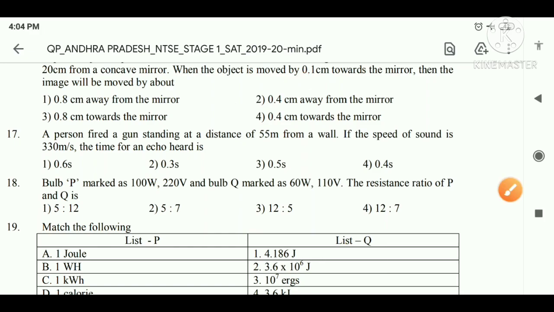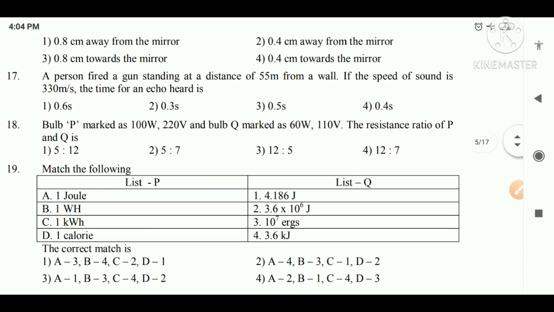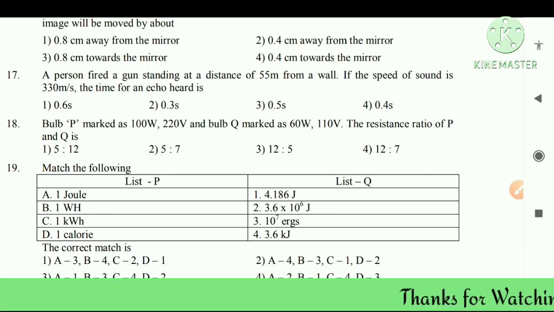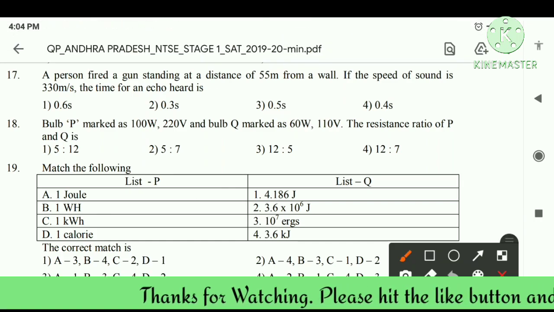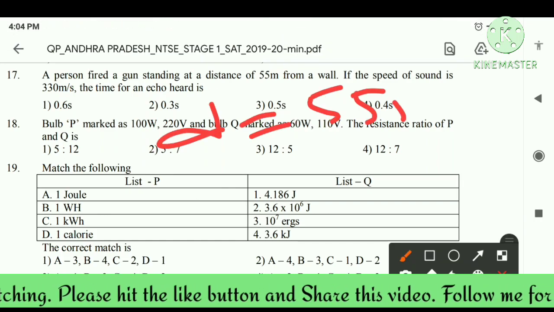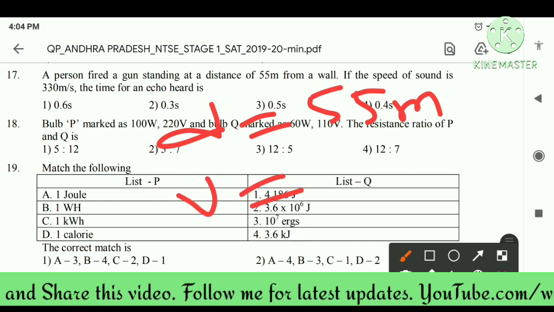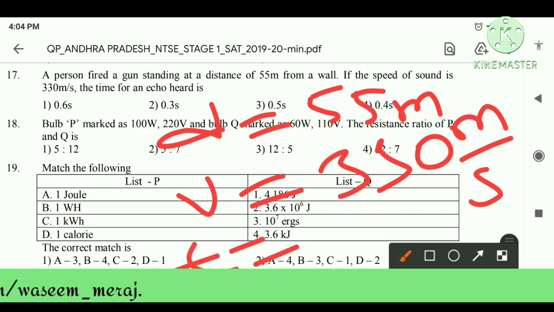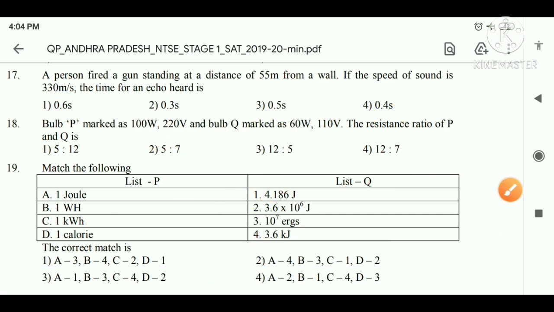Now let's go to the next question. Here it is. A person fired a gun standing at a distance of 55 meter from a wall. If the speed of sound is 330 meter per second, the time for an echo heard is option 1 0.6 second, option 2 0.3 second, option 3 0.5 second, option 4 0.4 second. Here given d is equal to 55 meter. Okay, velocity is 330 meter per second. Now we have to find out t, time.